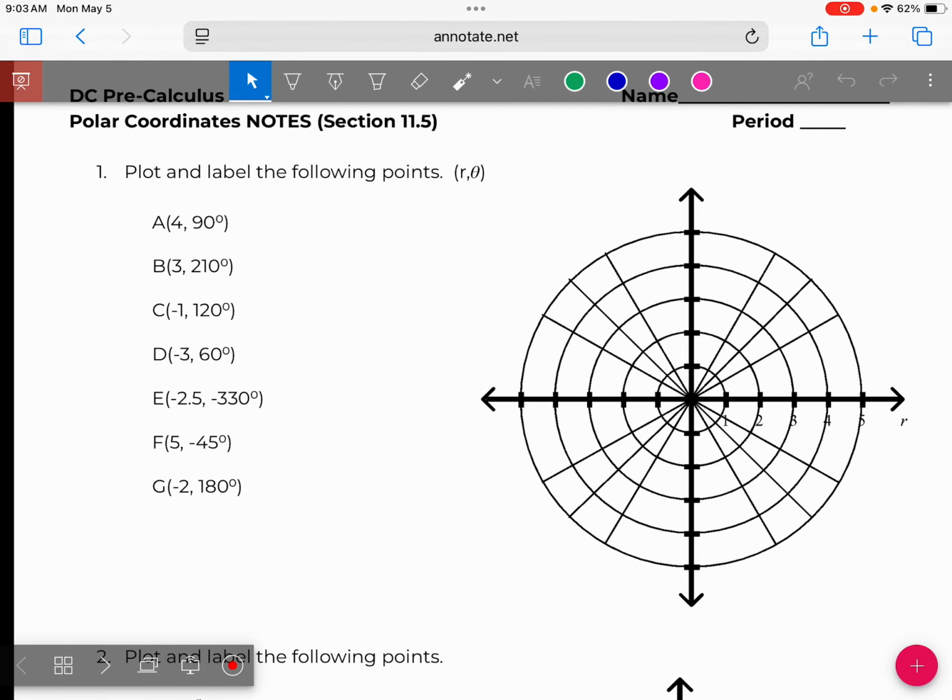Okay. So what we're going to do is work on polar points today, and we're going to get into a first couple of equations. Tomorrow we're really going to focus on a whole lot more of the equation deals.